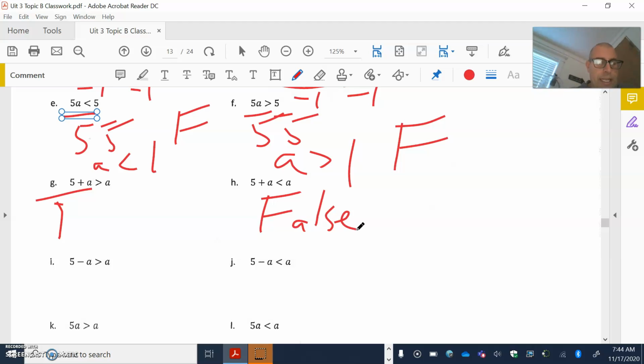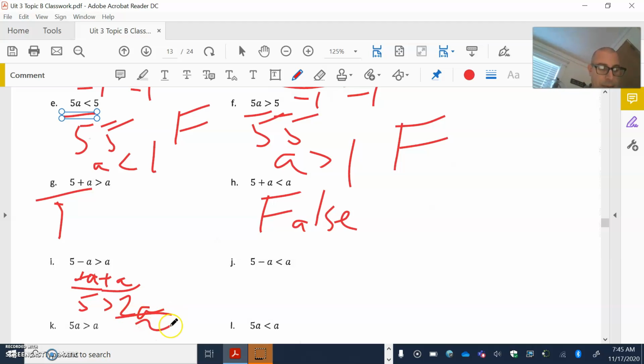So if we add an A to both sides, just like with our numbers here, 5 is going to have to be greater than 2A. So not only can we move numbers, we can move your letters as well, as long as you do the same thing to both sides. So if we solve for A here, we divide both sides by 2, and we get 5/2 is greater than A, which means that A is less than 5/2. Are those all negative numbers? No, they're not. That's false.